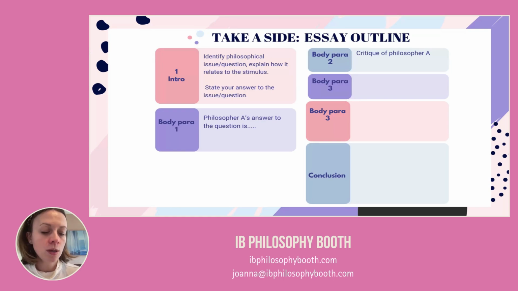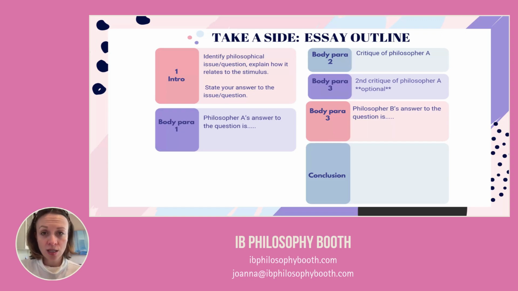Okay, then what you want is a critique of philosopher A. That's helping to bring in different perspectives. This could be your own critique, which would be fantastic because it's going to show more critical thinking. Or it could be a different philosopher's critique, or it could even be philosopher B's critique. And then, optionally, you can add a second critique. All right, the next main body paragraph, you are going to explain what philosopher B's answer to the question is. Again, trying to keep it analytical.